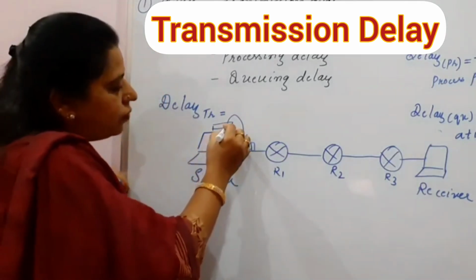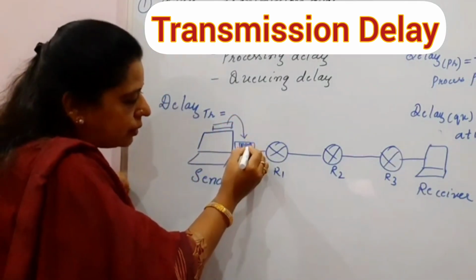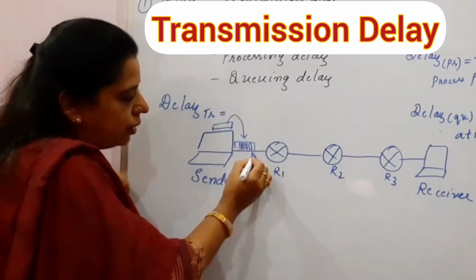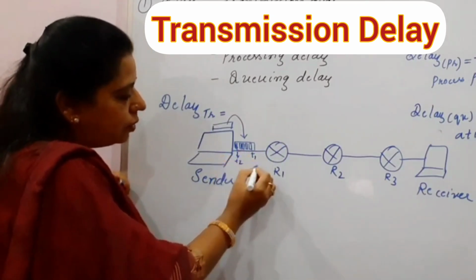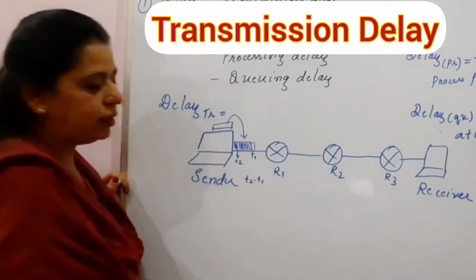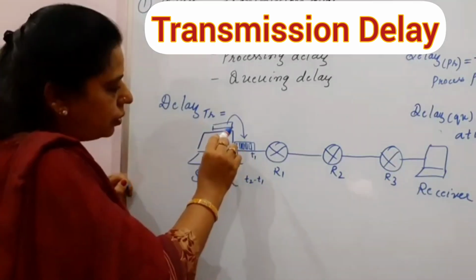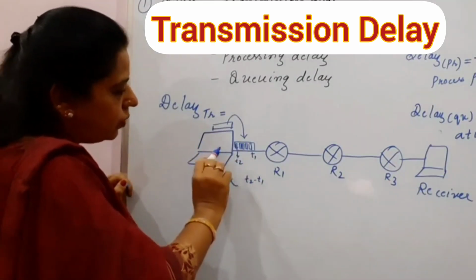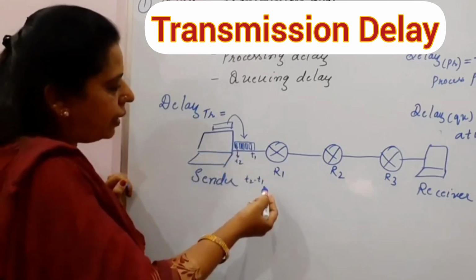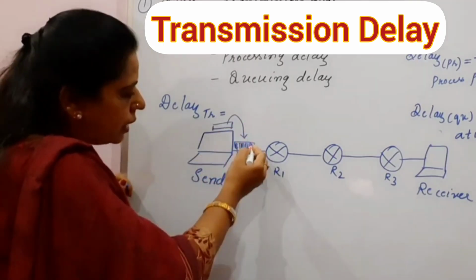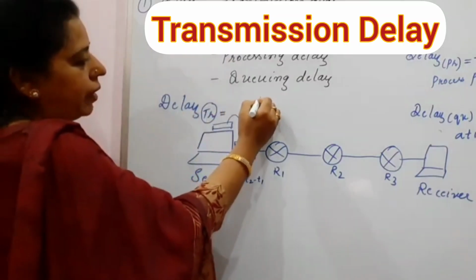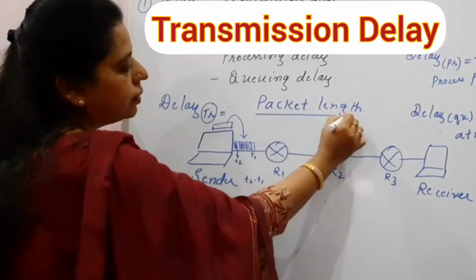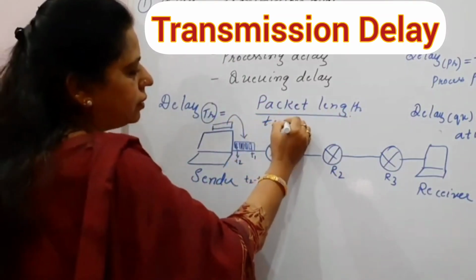So the time taken for the sender, let us assume, to place the first bit is T1 and to place the last bit in the packet is T2. So the difference between T2 and T1 is the delay here. You should think in terms of the length of the packet. The bigger the packet, the more time is taken by the sender to place the packet on the link. Delay for the transmission is always dependent on the packet length and the transmission rate.